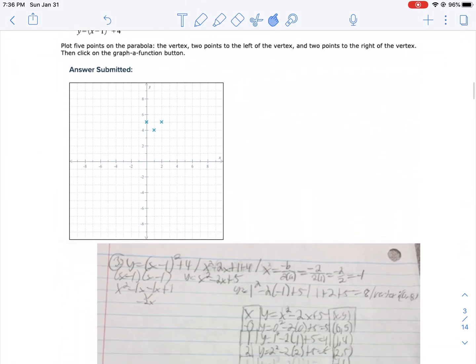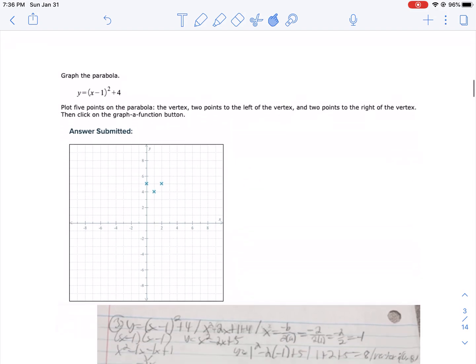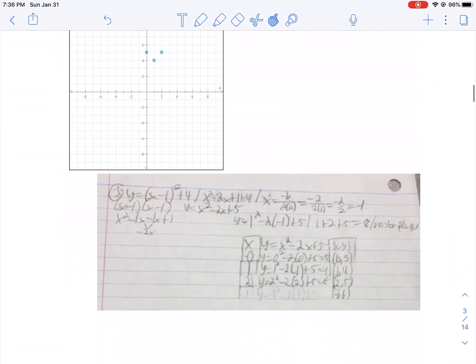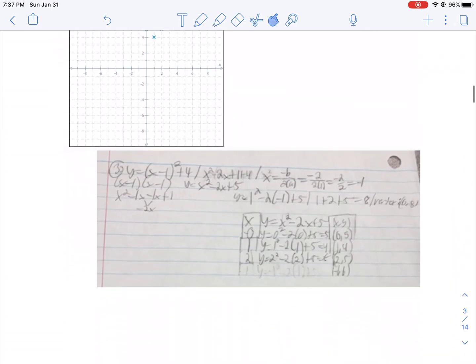Now in this problem, you did it right, but follow the directions. I want you to plot 5 points. You only plotted 3. I want you to plot the vertex and 2 points on the left and 2 points on the right. You plotted the vertex and 1 point on the left and 1 point on the right. You would have done another point, would have got this problem right. But you got to follow directions.